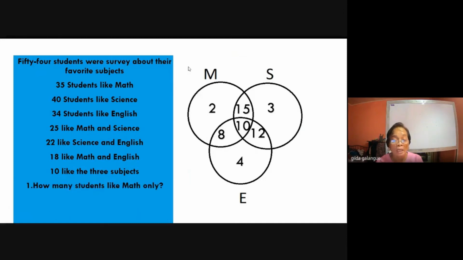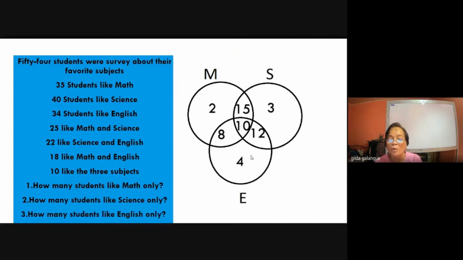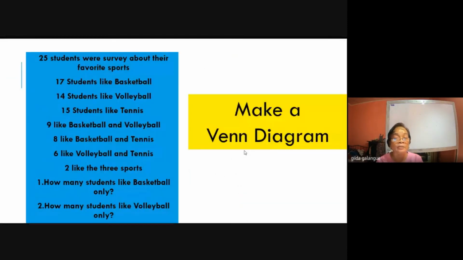And the question is, how many students like math only? The answer, class, is 2. Only 2 students like math only. Then, how many students like science only? The answer, class, is 3. The next question, how many students like English only? The answer is 4. You can proceed, class, with the next question.